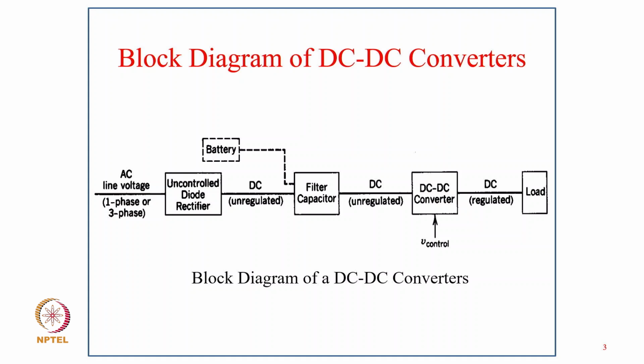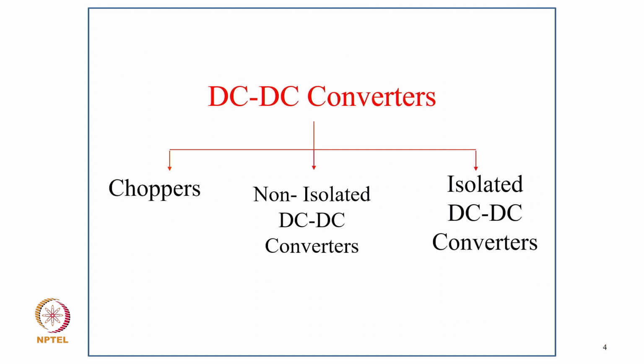Normally they are also sometimes used along with a single phase or three phase supply, which uses an uncontrolled rectifier. After that we have a filter, and then we use the DC converter to feed the load, to feed the regulated DC power to the load. The DC-DC converters we normally classify into three categories.